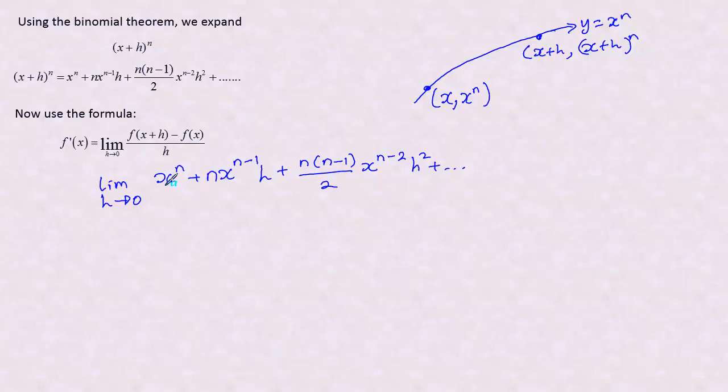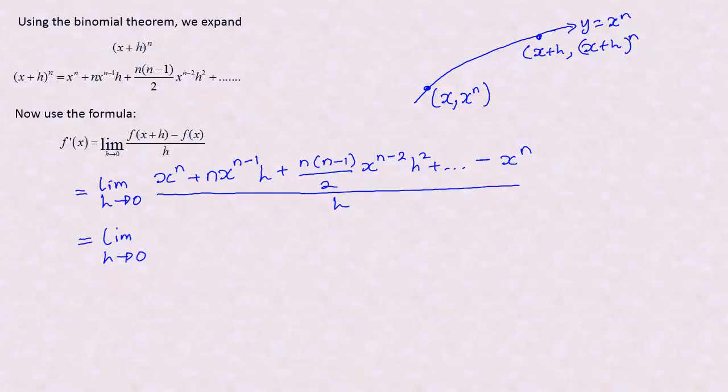So this is the first few terms of x plus h to the n, and then we need to take away f of x, which would just be x to the n in this case, and all of that is over h. So that's going to be the limit as h tends to 0. Well, the x to the n here will cancel with this one here, and then once we've done that, we can divide everything on the top by h.